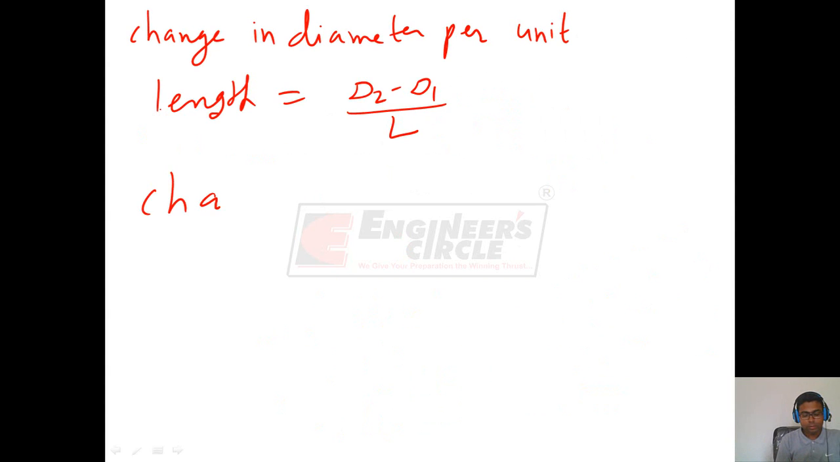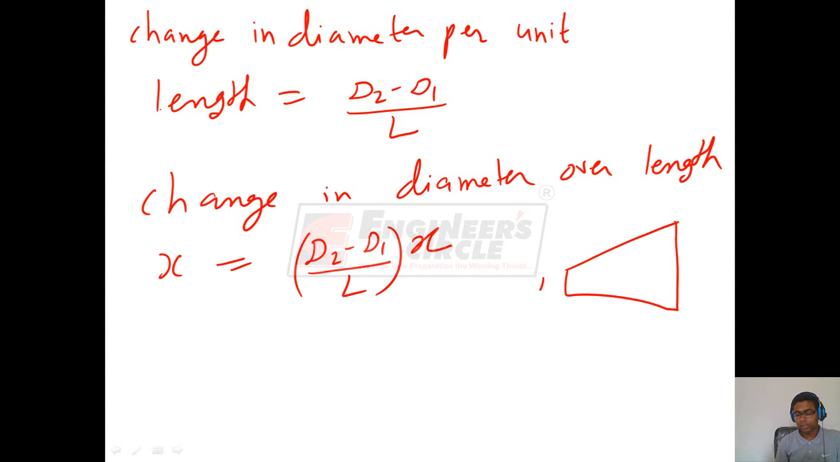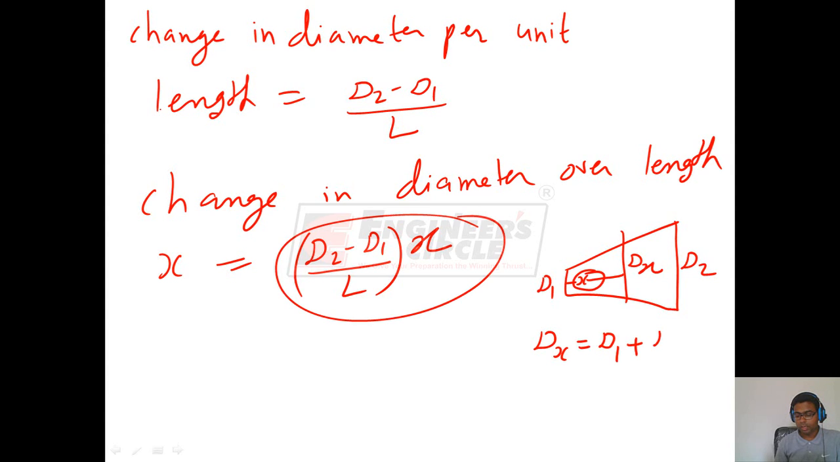Therefore, change in diameter over length x will be (d2 minus d1) by L into x. Now if we see this bar, the initial diameter is d1, here it is d2, and at any distance x, diameter is dx. So we can write this diameter dx as initial diameter d1 plus change in diameter over distance x. The change in diameter over distance x is this, so we can directly write (d2 minus d1) by L into x.